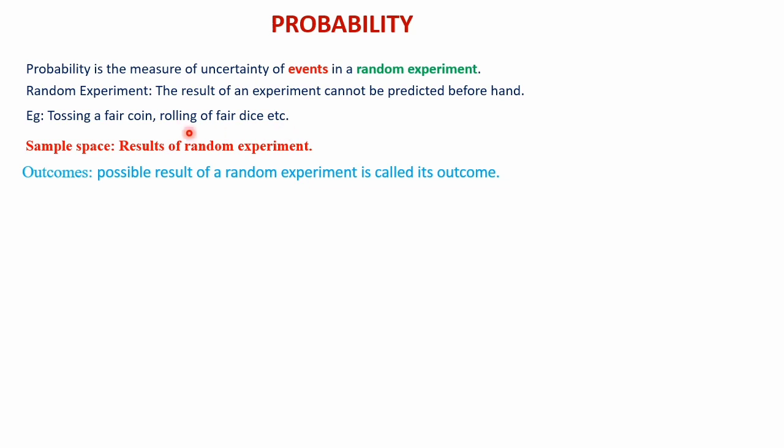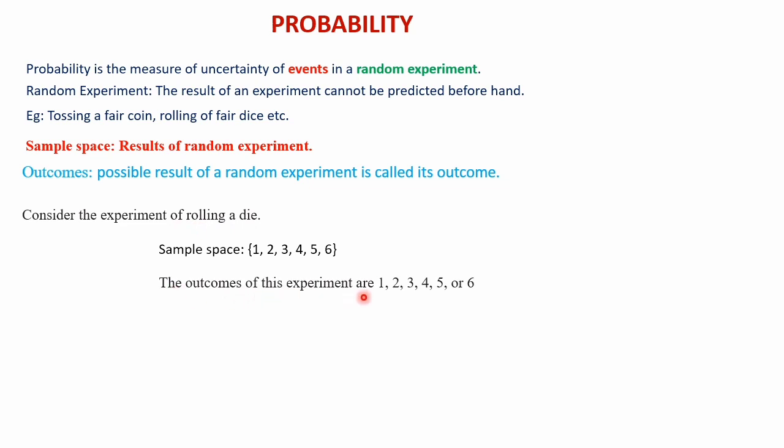Rolling of a fair die. When you are rolling a die, you'll get the chances 1 to 6. So the possible outcomes we can say are 1, 2, 3, 4, 5 or 6. Sample space is collecting all the outcomes, the results of the random experiment, together and writing them as the sample space. Consider the experiment of rolling a die. The sample space is the set {1, 2, 3, 4, 5, 6}. And here each one, 1, 2, 3, 4, 5, 6, separately we can call an outcome, because these are the possible results of the random experiment. Our experiment is rolling a die. The outcomes of this experiment are 1, 2, 3, 4, 5 or 6.